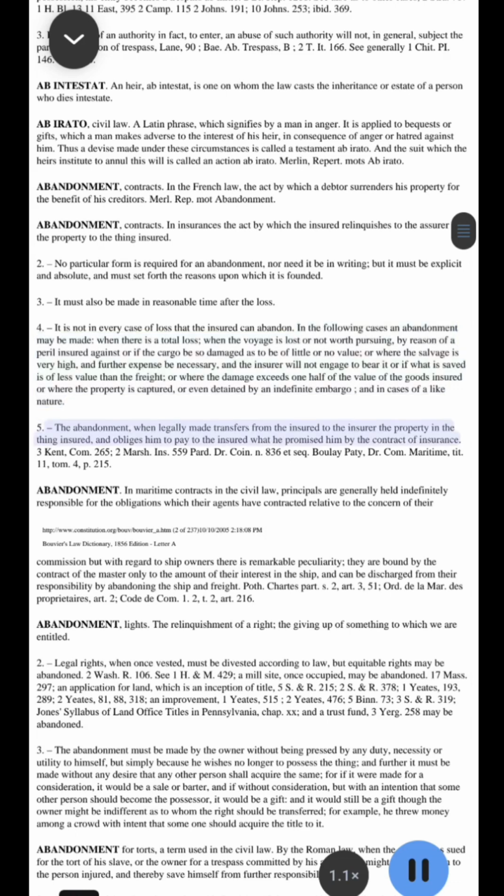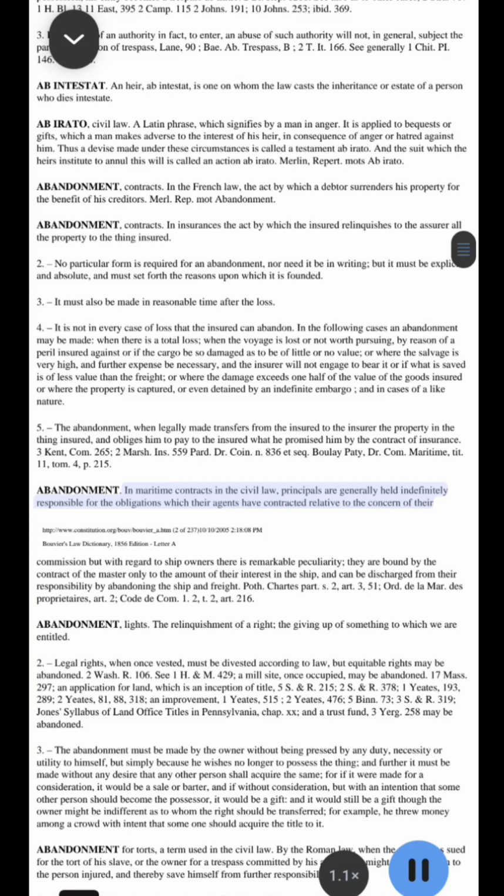5. The abandonment, when legally made, transfers from the insured to the insurer the property in the thing insured, and obliges him to pay to the insured what he promised him by the contract of insurance. 3 Kent, Com. 265; 2 Marsh. Ins. 559; Pard. Dr. Com. n. 836 et seq.; Boulay Paty, Dr. Com. Maritime, tit. 11, tom. 4, page 215.